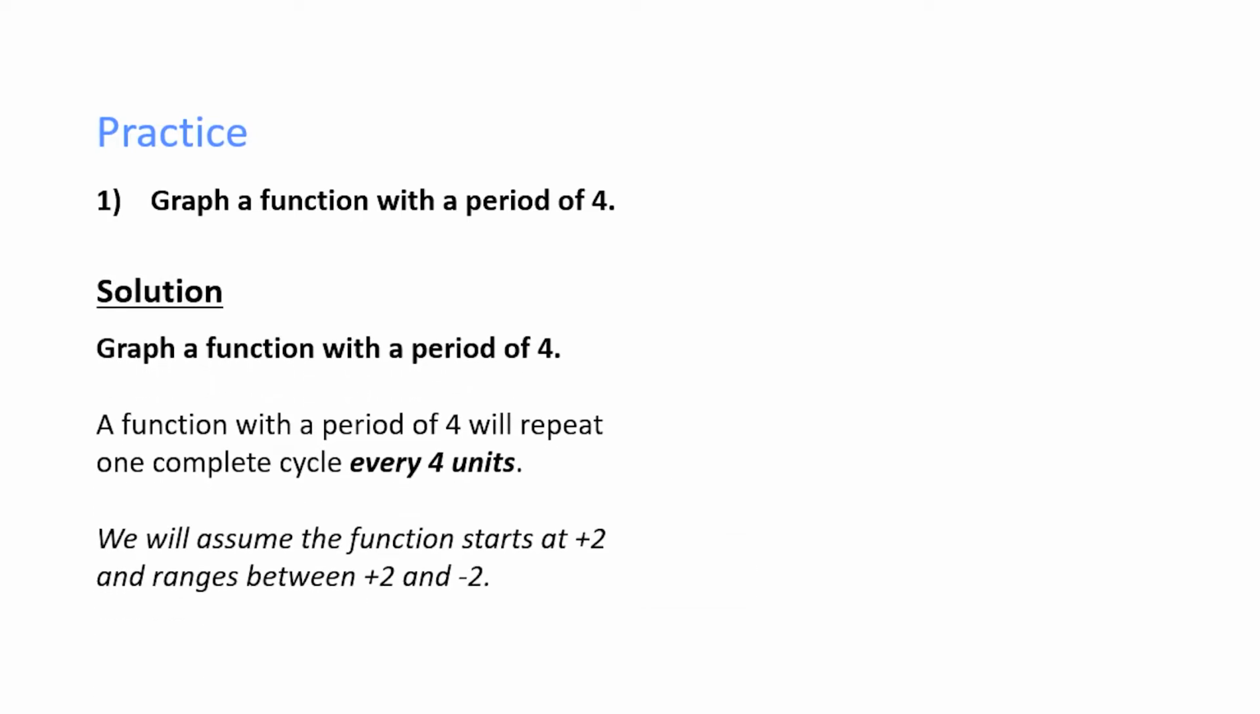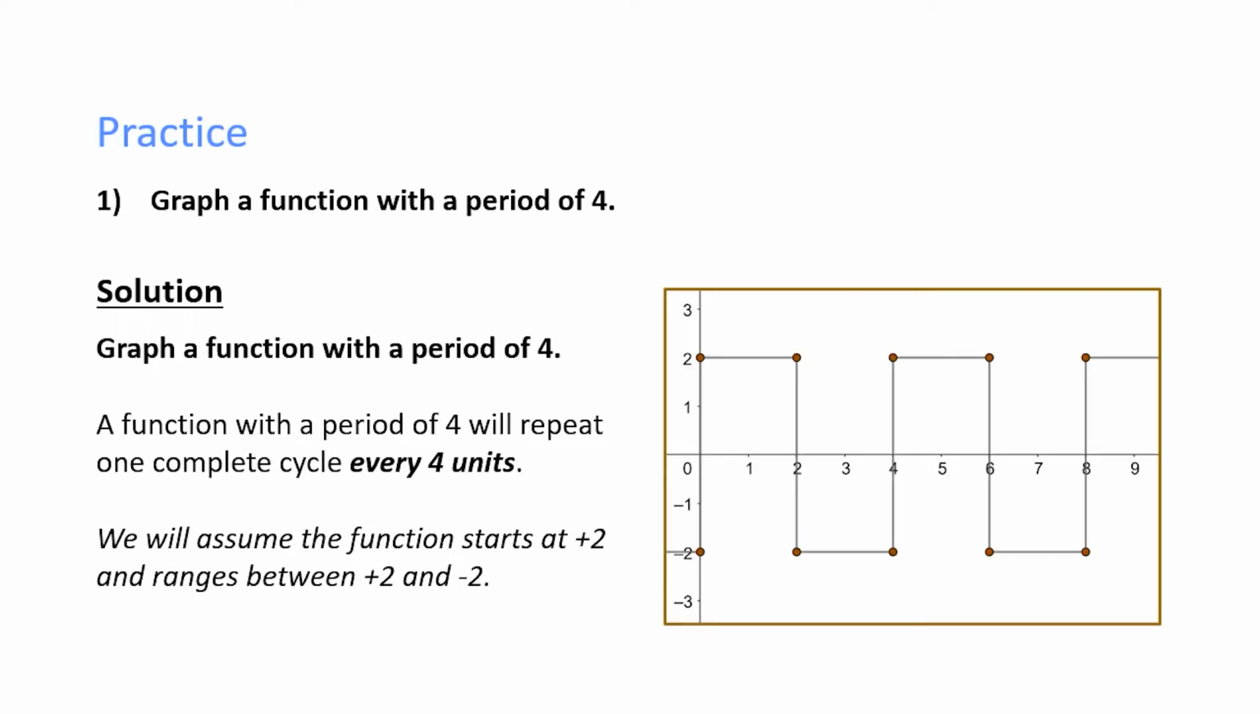Okay, graph a function with a period of 4. So the function with a period of 4 will repeat one complete cycle every 4 units. In this case, I'm just going to assume that the function starts at +2 and ranges between +2 and -2. I'm going to use something called a square wave function. So it starts from +2 for 2 units, goes down to -2, and then stays on -2 for 2 units to give a function with a period of 4.